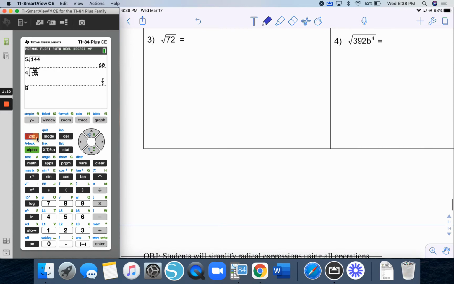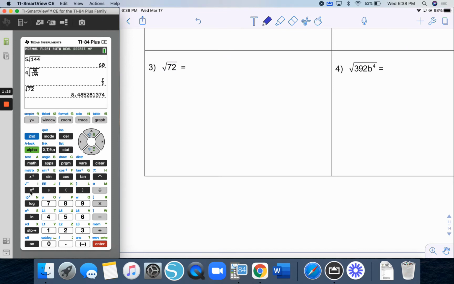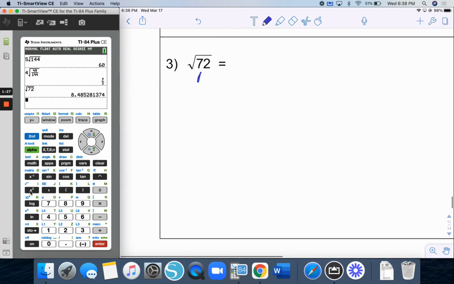Number 3, I don't think we're going to get so lucky. Nope. So number 3, we're just simplifying this one. So square root of 72 is going to be 8 times 9. 8 is 2 and 4. 4 is 2 and 2. 9 is 3 and 3.